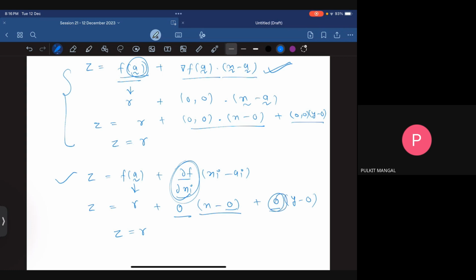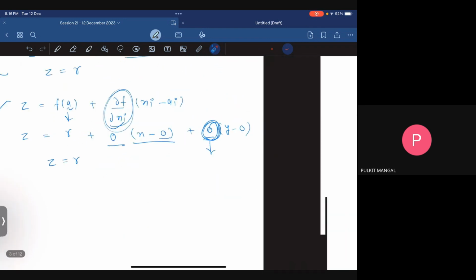Then y here: this 0 here was the partial derivative with respect to y at the point 0 comma 0, while this 0 was the point. The outer 0 is the partial derivative, and this inside 0 was the point on which you are finding. If you were finding at the point 1 comma 1, then here it would come as x minus 1 and y minus 1, and the partial derivatives would also be taken at the point 1 comma 1. Okay, so we have one more question.